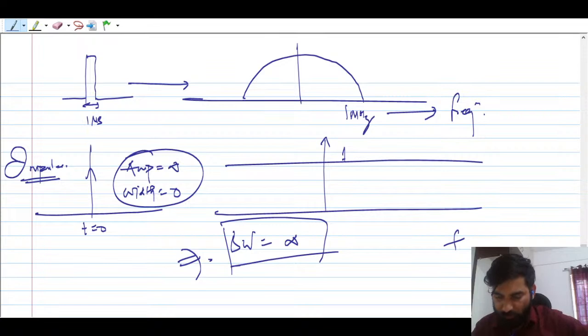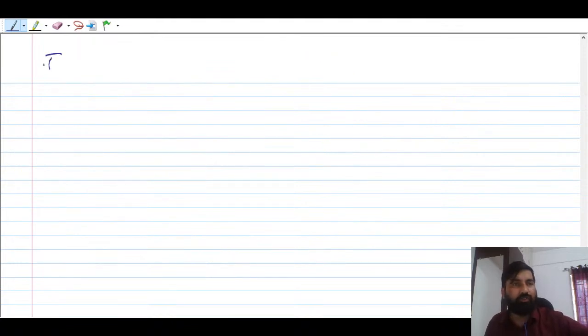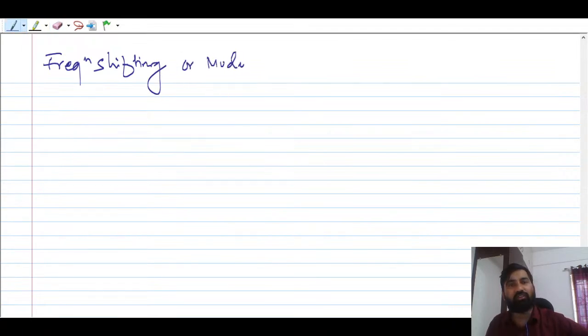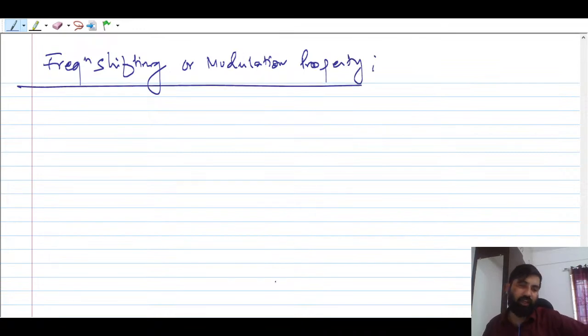Fine. So the frequency shifting property and the modulation property, you have to remember always, because we will talk about modulation. So frequency shifting, or you can say the modulation property.